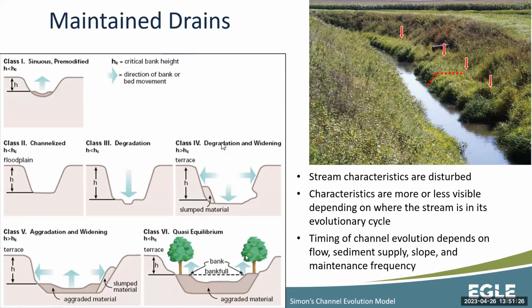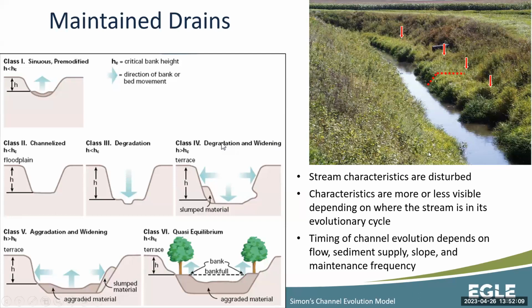So if you look at this picture on the right, this kind of shows a channel where this has happened and these stream characteristics have been disturbed. These characteristics are going to be more or less visible depending on where the stream is at in this evolutionary cycle that's depicted in this graphic. And the timing of that channel evolution and how obvious the stream indicators are or are not is going to depend on the amount of flow, the sediment supply, the slope of that channel, and also how frequently it's maintained.